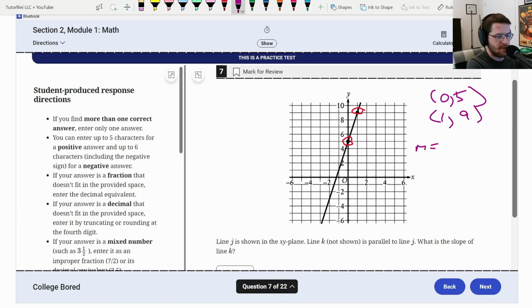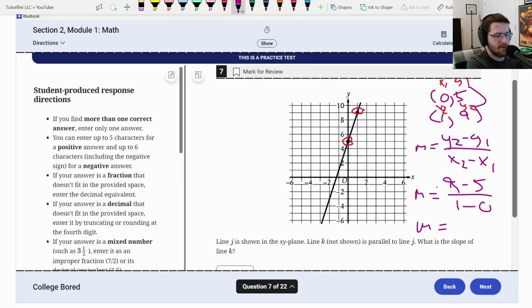Slope is y2 minus y1 over x2 minus x1. I have a short on this. You can check it out if you want. I'm going to call this one x1, y1, and this one x2, y2. So 9 minus 5 over 1 minus 0. That should give us 4 as the rise. The run is 1, and we get 4.